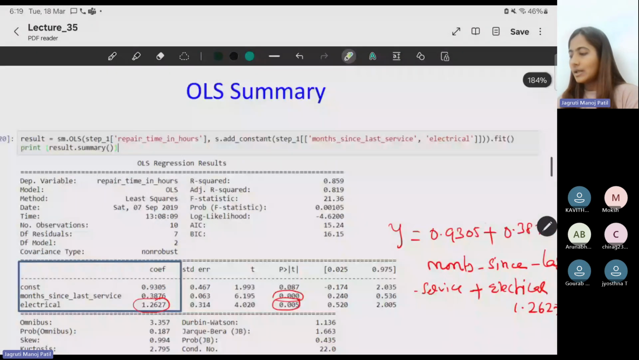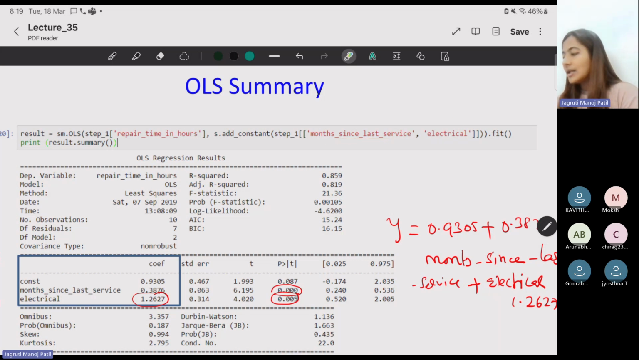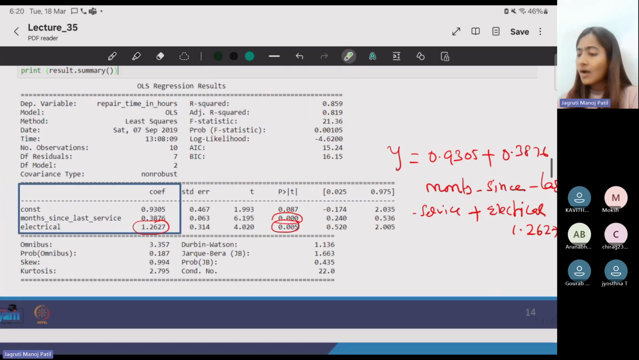Then you make a summary table. Now your constants would be two other constants. One is the independent variable that you had, the months since last service. Another would be your electrical effect, the electrical repair against which you want to see the effect of your regression. You fit it, you find the summary. Now you again make your regression equation: this constant plus this value times this, plus this value times this electrical repair.